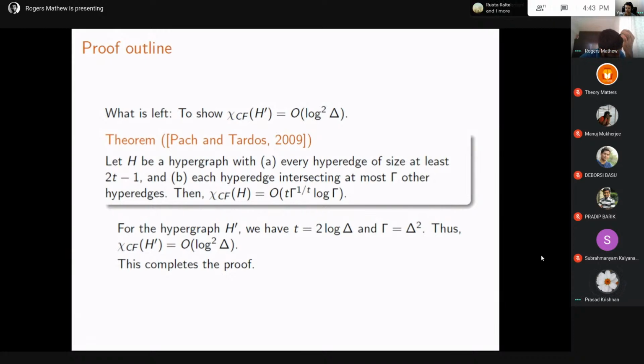Okay, thank you. One more question. Yes. In the style of this close neighborhood type colorings, suppose the maximum degree is equal to n minus 1.